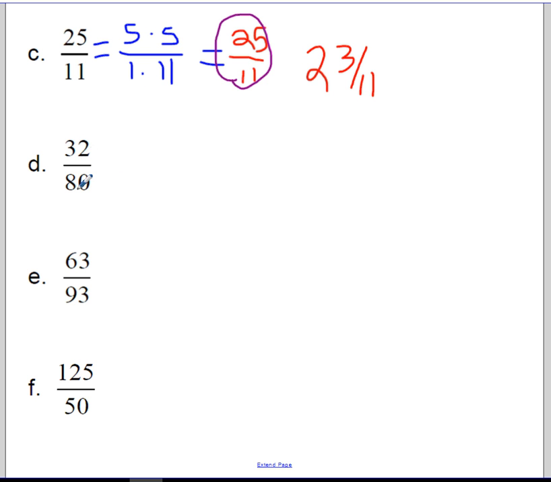32 over 80 is our next example. So if we break down 32, it's even, so we can divide by 2, which again is prime. 2 goes into 32 16 times.